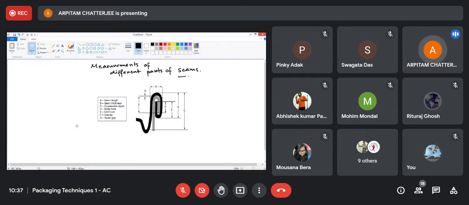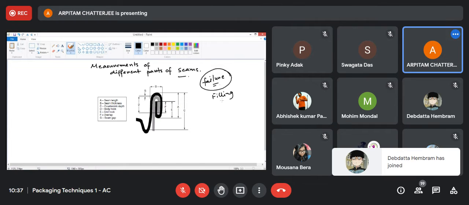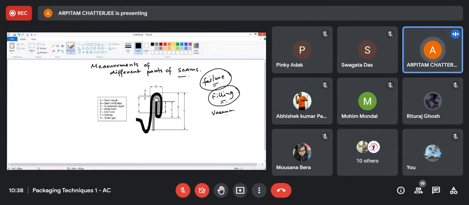As you can see, a seam has different dimensions which are very important for proper designing. And as I already told, we put so much importance on the seam because the seam is one of the areas which can be a major cause of failure of your can. Now, why this failure? Because if you think of the filling operation, how the filling is done, it is often done using a vacuum filling technique that we'll talk about afterwards.